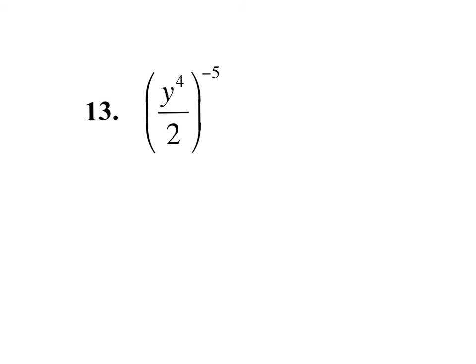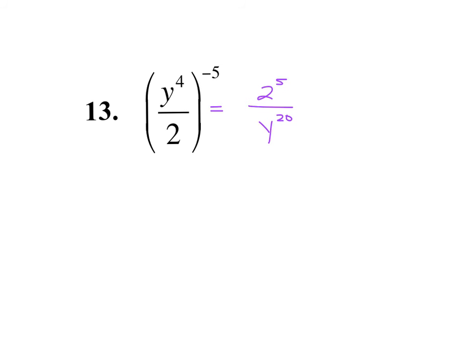Okay, number 13. When you have this whole thing to the negative 5th power, I always just flip it right off the bat. You're welcome to distribute that negative 5 right off the bat if that makes more sense to you. They're both correct. So it's just whatever makes more sense in your brain. I just like to get rid of the negatives. So I would put 2 to the positive 5th power on top, and then y to what power? Y to the 20th power.